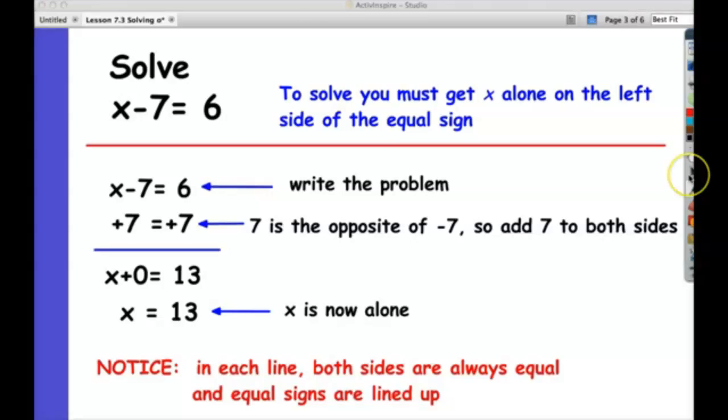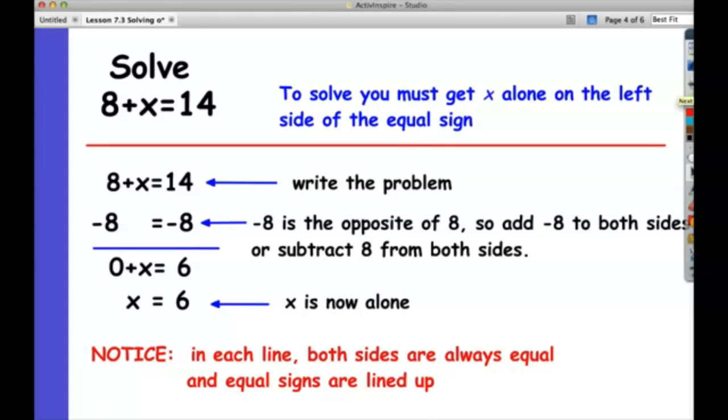Looking down the page here, you've got x minus 7. You're going to add 7 to the left side and add 7 to the right side. So the minus 7 and the plus 7 will cancel each other out, leaving x on the left side. 6 plus 7 on the right side equals 13, so x equals 13. To check if you're correct, you can plug your 13 back in for x in the original equation. So 13 minus 7 does equal 6, so you know your answer is correct.